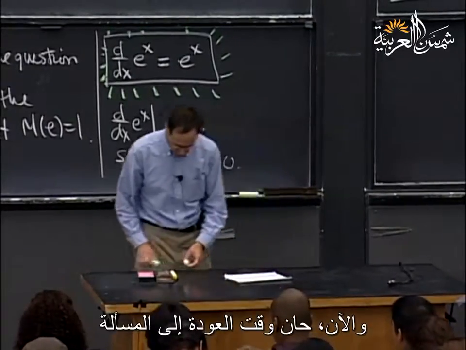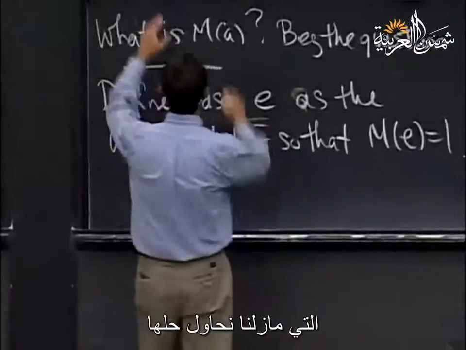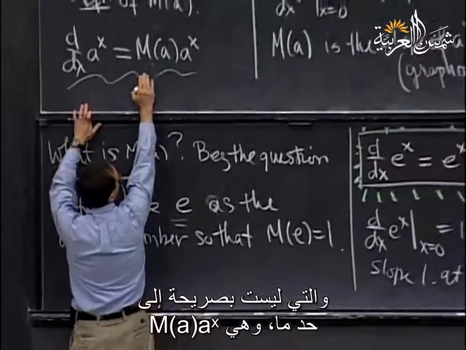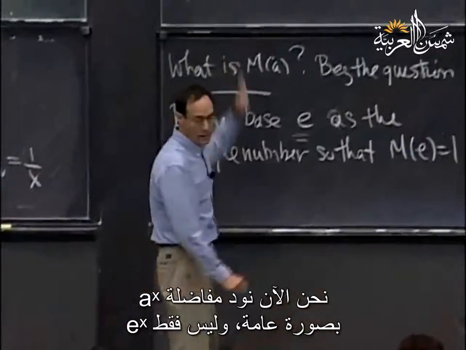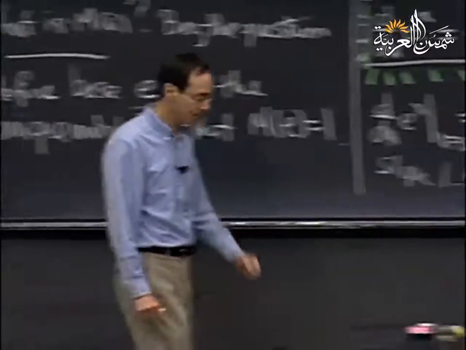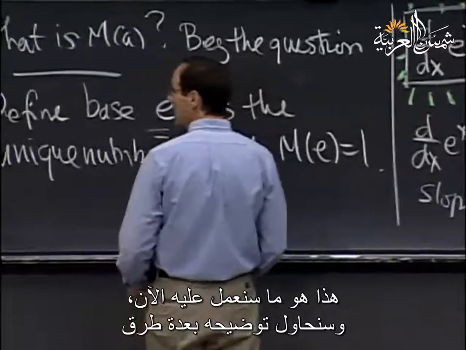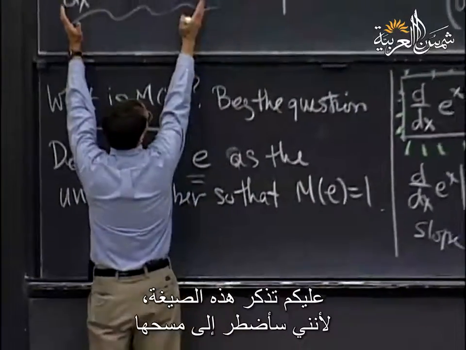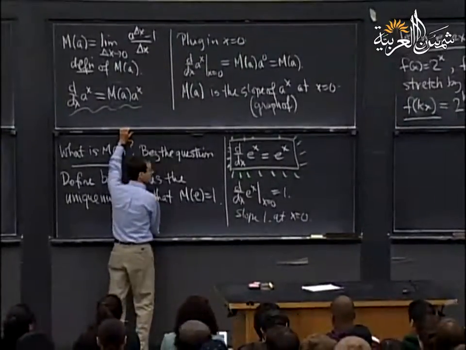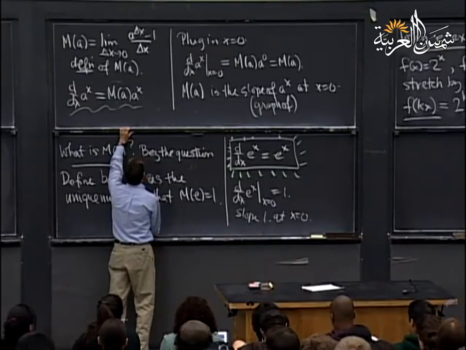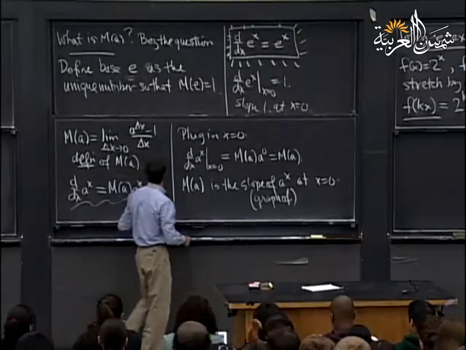And it's time to return to the problem that we were having a little bit of trouble with, which is somewhat not explicit, which is this a to the x. We want to now differentiate a to the x in general, not just e to the x. So let's work that out, and I want to explain it in a couple of ways. So you're going to have to remember this because I'm going to erase it. So now I want to teach you how to differentiate basically any exponential.